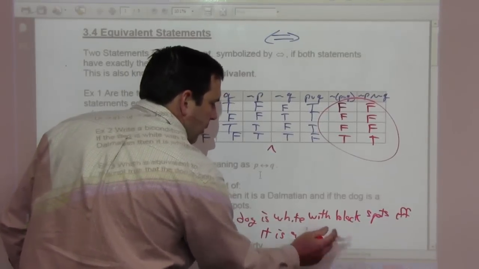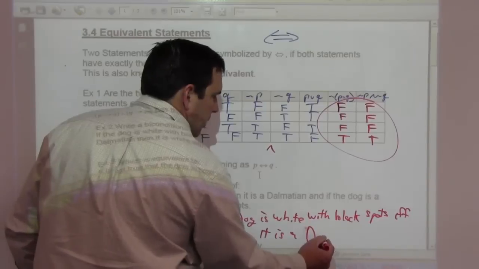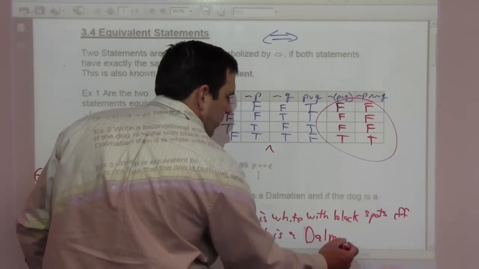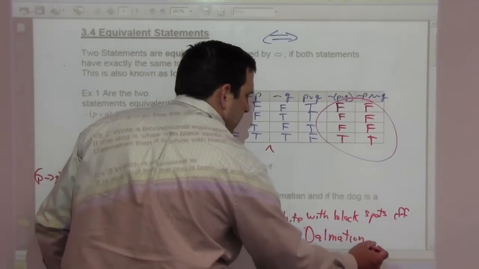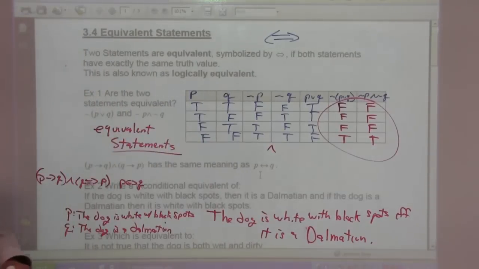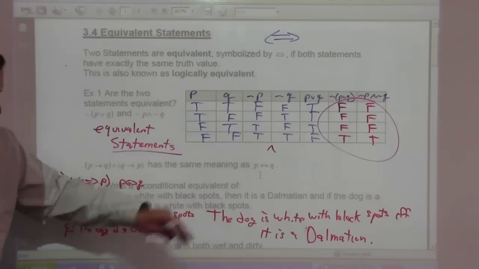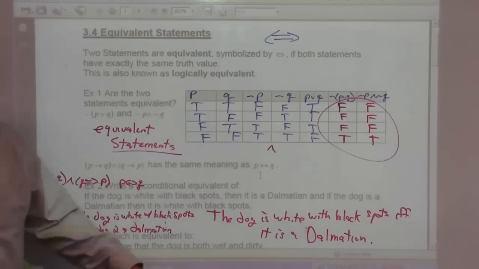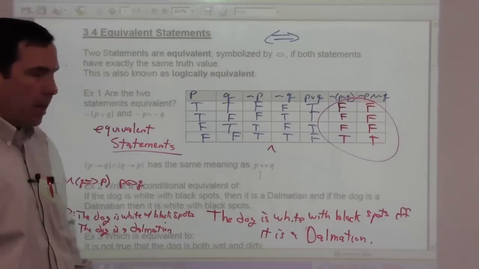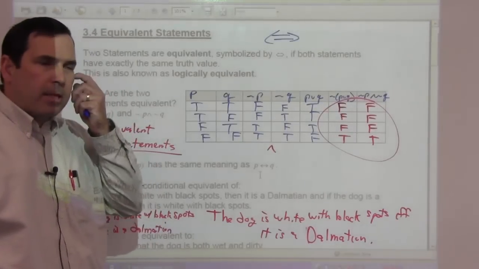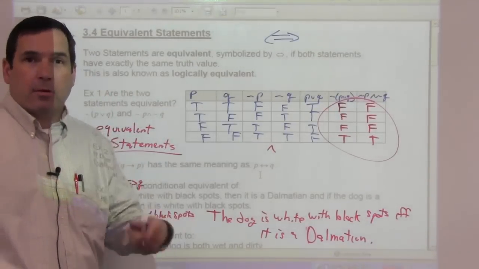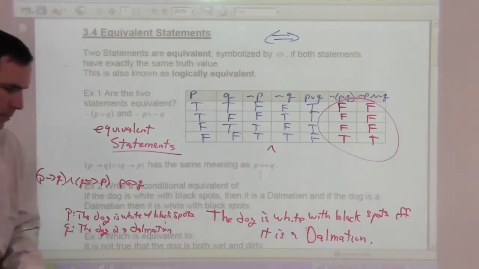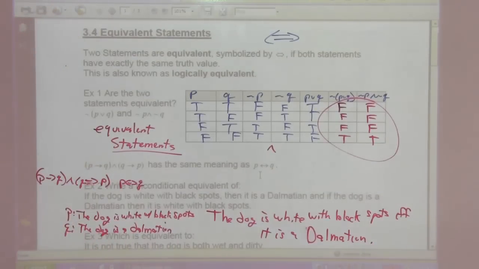Now I know someone's going to argue, wait, I have a dog that's white with black spots, it's not a Dalmatian. I know. There's going to be someone out there. So that would be the combination. Feel free to post that in the discussion board if you like. Hey, my dog is white with black spots, and maybe even take a picture and post it. What the heck? Remember, you need 10 postings, at least.